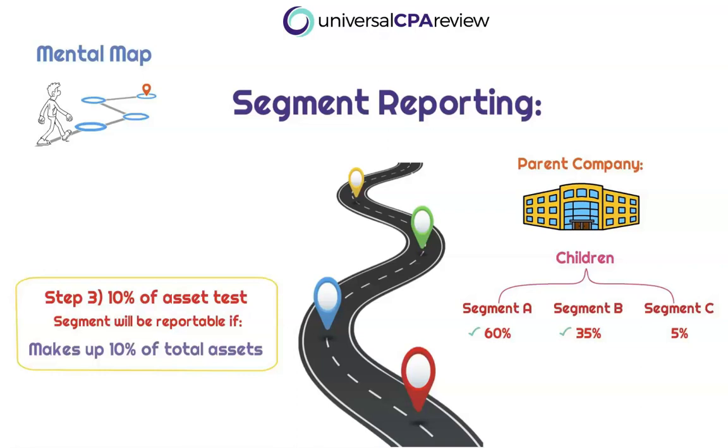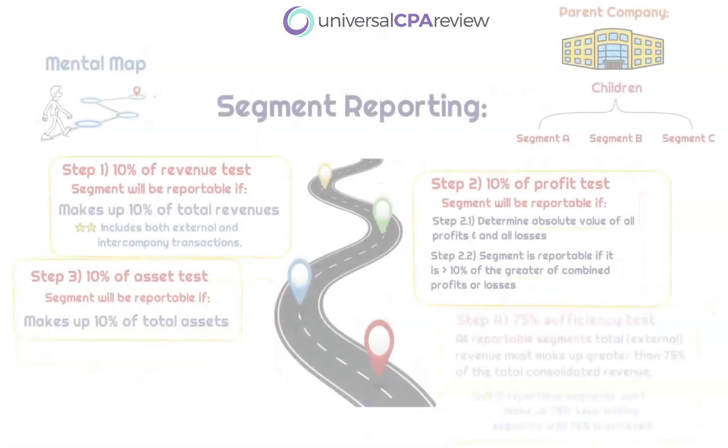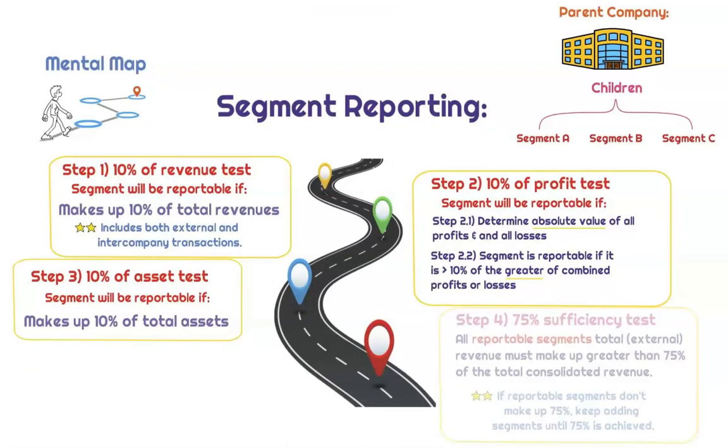So this is probably the least difficult to comprehend. Unlike the first and second test, there are no caveats here. So at the end of the day, if any segment reports revenues, profits, or assets that make up 10% of the consolidated company's revenues, profits, or assets, then that would mean that this is classified as a reportable segment.